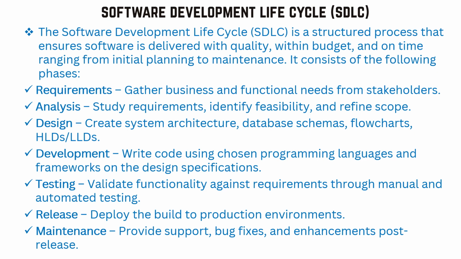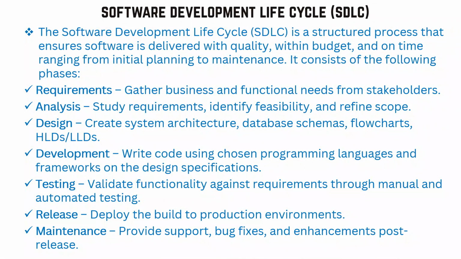So first is requirement, where the development team will try to gather the business and functional requirements from the different stakeholders, and then they will start the analysis where they will study the requirements. They will identify the feasibility, and they will define the scope. Here they will try to understand what can be developed and what cannot be, the in and out of scope items, with all the logical feasibility.